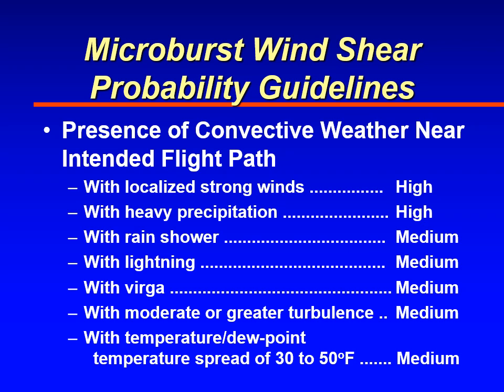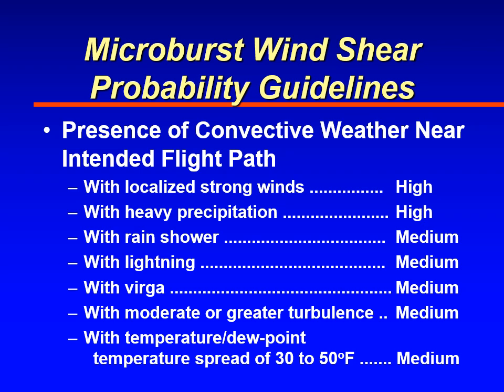So what the FAA did, or at least their contractor, they tried to assess the clues that would tell you something about wind shear, if there's a possibility of wind shear. And they assigned probabilities to these clues. So this is if you have convective weather near your flight path going into or out of an airport. Do you have strong localized winds? Strong localized winds would give you a high probability of wind shear. If there's heavy precipitation at the airport or along your flight path, then there's a high probability of wind shear.